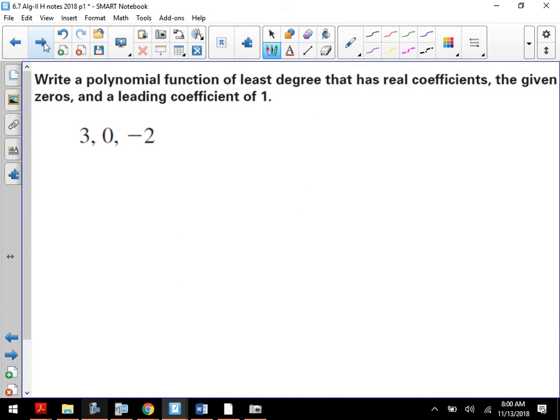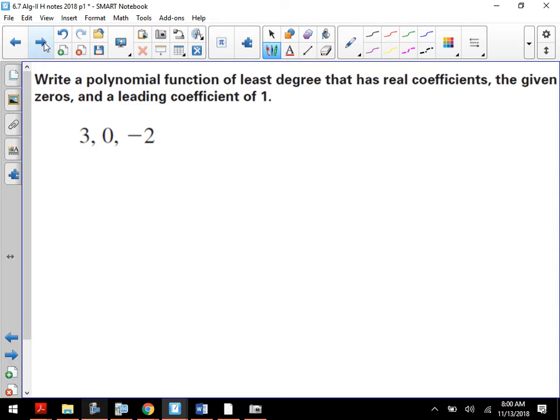So we'll get to the imaginary one here in a second, but I want to show one more example of how the instructions are usually used. Write a polynomial function of least degree that has real coefficients and the given zeros, and the leading coefficient is equal to 1. That just basically means least degree, how many zeros do you have? Which means what degree should you have? 3.